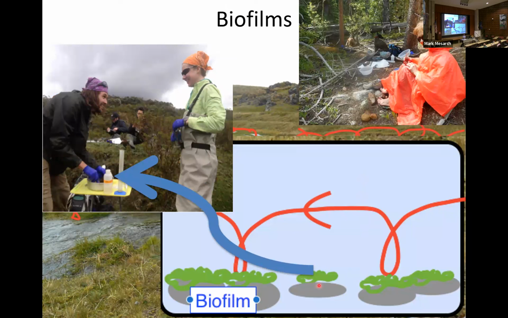At these sites, we also measured biofilms. So biofilms are these assemblages of algae, bacteria, and fungi growing on the bottoms of streams. And they're the organisms that are, again, responsible for uptake and making these inorganic nutrients into a form that's available to higher organisms. And with those, we measured chlorophyll a, biomass, as well as percent carbon, nitrogen, and phosphorus.